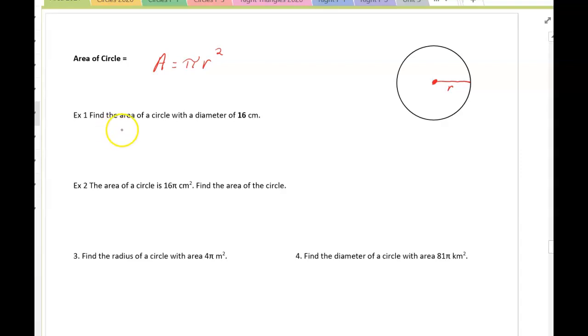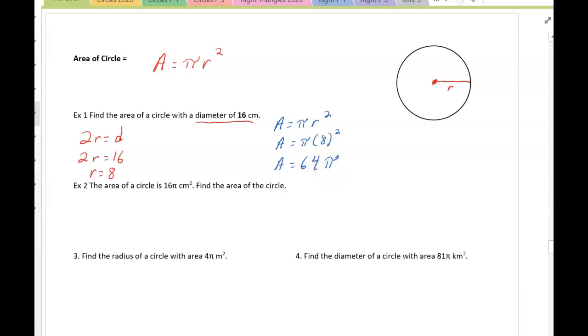So in problem number 1, we want to find the area of a circle with diameter of 16. 2 times the radius is equal to the diameter. So 2 times the radius is 16. That means the radius is equal to 8 when you divide by 2. So we have to do that first. Then the area is pi r squared. And the radius is 8, so pi times 8 squared. So the area is going to be 64 pi.